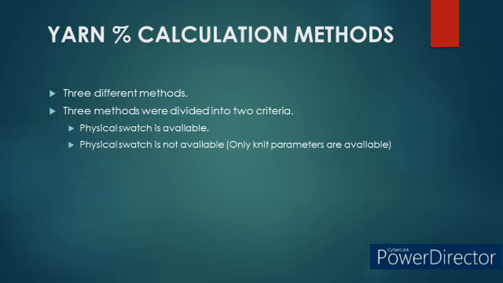methods to calculate the yarn percentage details. I have divided the methods based on two criteria. Number 1, physical swatch is available. Number 2, physical swatch is not available and only the knit parameters are available.